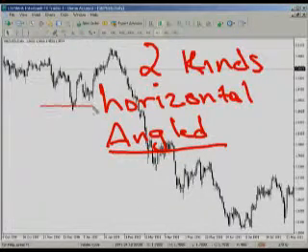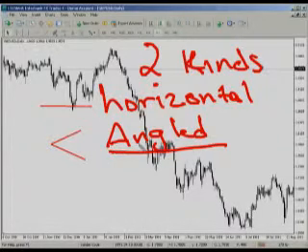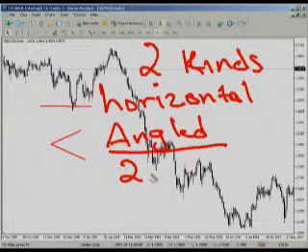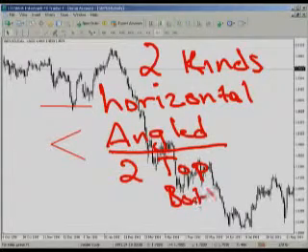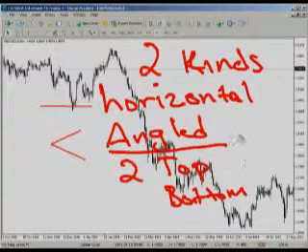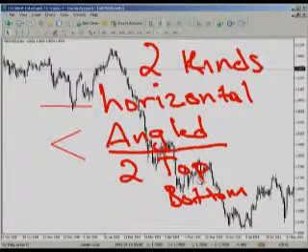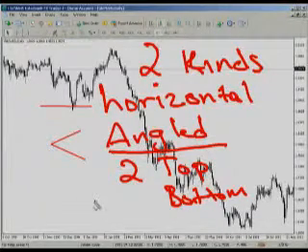Horizontal and angled. Now, here's the thing about angled lines, and hopefully you've been able to guess this. Angled lines typically will come in twos. So you'll have two angled lines, a top and a bottom. These angled lines sometimes will form a pattern. And again, we'll go over these. This is just a little bit of a preview.